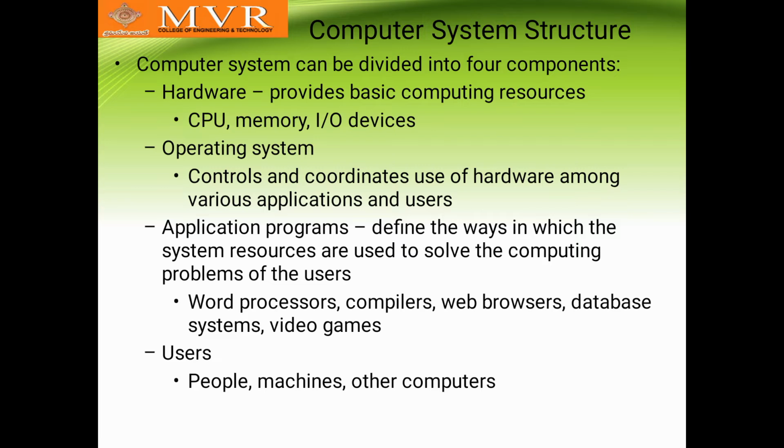So the computer system architecture can be divided into 4 components: hardware, operating system, application programs, and users.